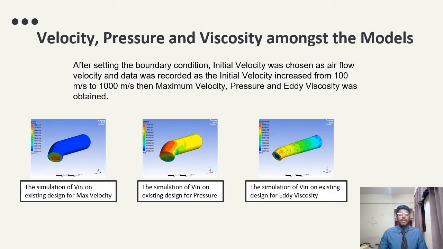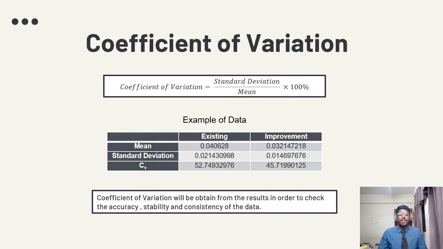So after setting the boundary condition, the initial velocity was chosen as the airflow velocity and the data was recorded as the initial velocity increased from 100 meters per second to 1000 meters per second. Then the maximum velocity, pressure and the eddy viscosity were obtained. After getting the data, we'll be calculating the coefficient of variation, which is standard deviation over mean times 100%.